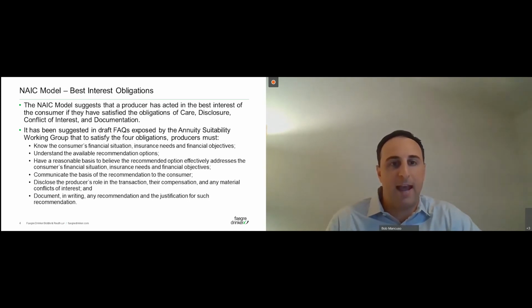So Jason, at a high level, those are the four obligations to meet the best interest standard. And the way the model is built, it suggests that if you meet those four obligations and you put the consumer's interest ahead, you have complied with the best interest standard. Right.